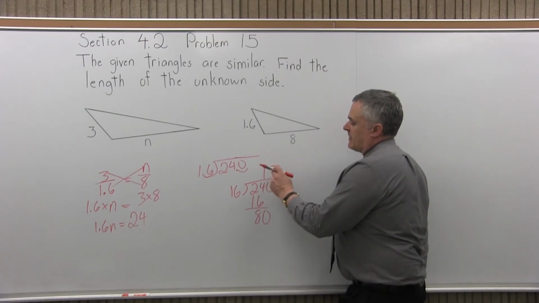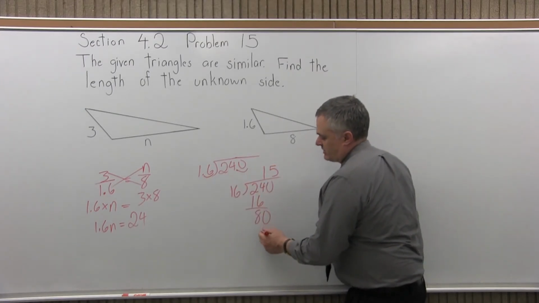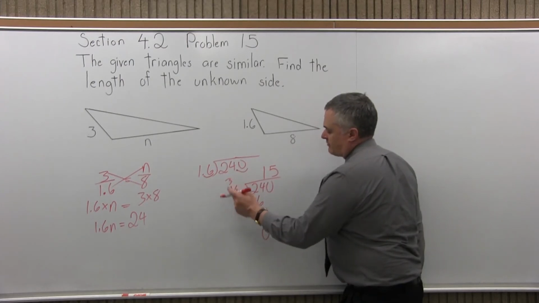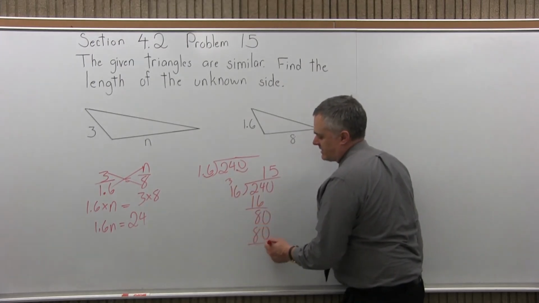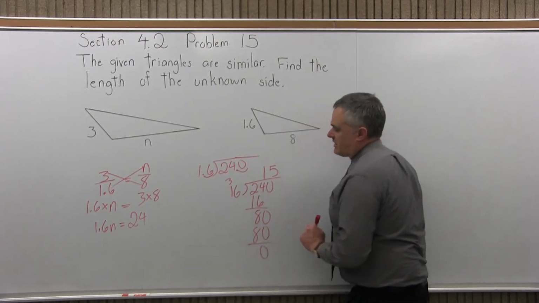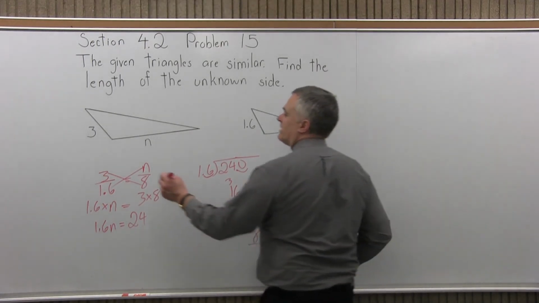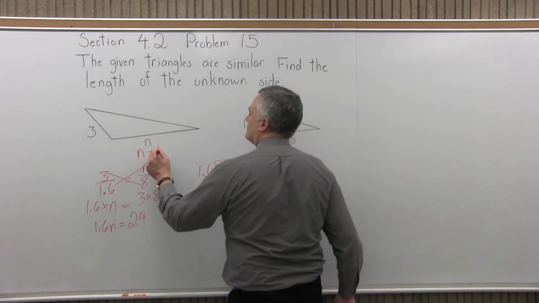Let's try it. 5 times 6 is 30. Write the 0, carry the 3. 5 times 1 is 5. 5 plus 3 more is 8, and it does fit exactly. 80 minus 80 gives you a remainder of 0. So the answer is 15. So the length of the unknown side is 15.